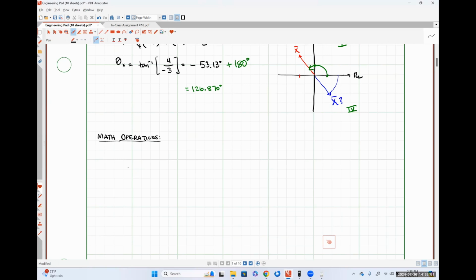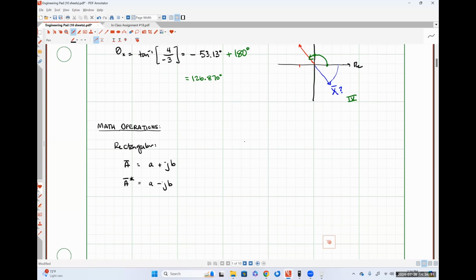Actually, let me do it this way. So let's do rectangular first here, okay? So if we have a complex number A is equal to a plus jb, the conjugate operation would look like complex number A and then an asterisk symbol, okay? For a rectangular form complex number, the conjugate operation is simply changing the sign on the imaginary part. So that would look like a minus jb.